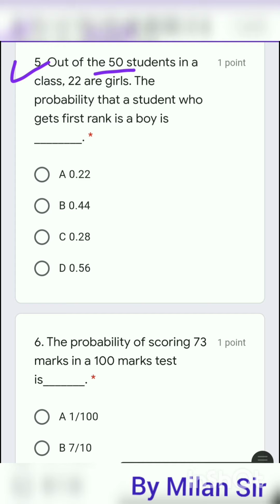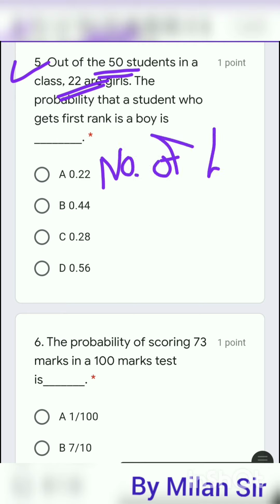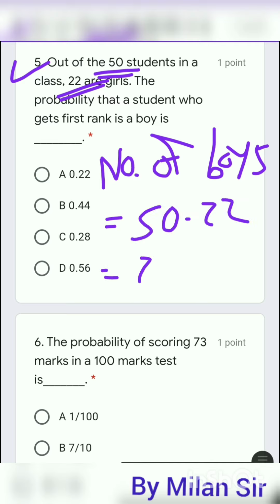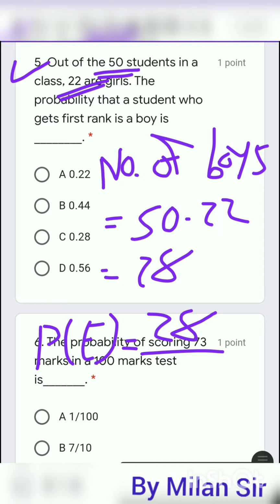Here the total number of students is 50 and out of that 22 are girls. So the remaining all are boys, right? So first of all, number of boys is 50 minus 22, so 28. So in 50 students, 22 are girls and 28 are boys. After that, probability: number of boys, it is in numerator 28, favorable outcomes, divided by total number of outcomes, that means total number of students. Here we have total 50 students.